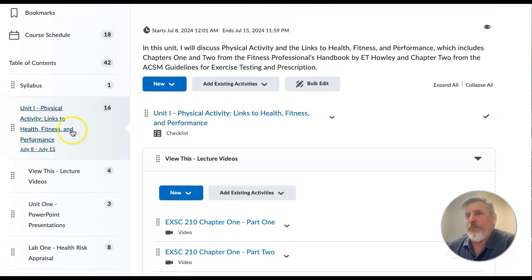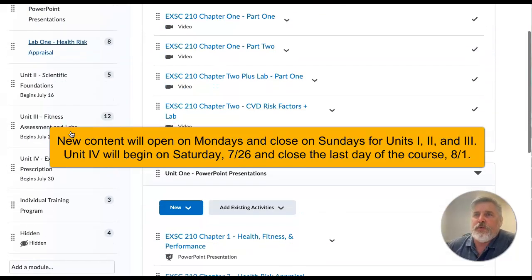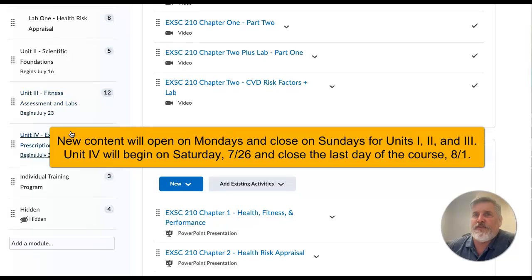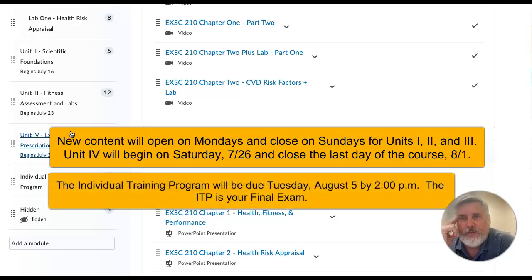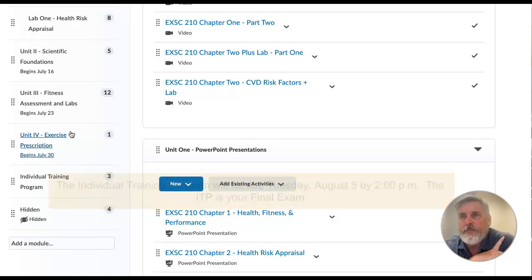So new content will open up on Tuesdays and close on Wednesday. Lab Unit 1 has an extra day, which is today, Monday, if you're viewing this the first day. The last unit will only be from Tuesday to Friday. However, your last assignment, instead of a final exam, will be an individual training program. That'll be due the following week. So even though the class ends, you'll still have time to work on that individual training program. Every unit will have an overview, a checklist, and then the relevant content laid out in a very predictable manner.